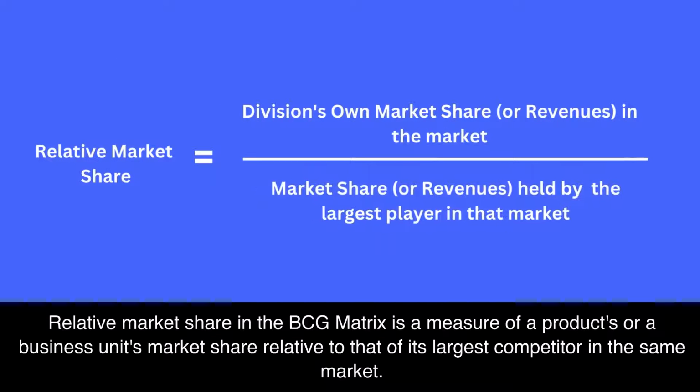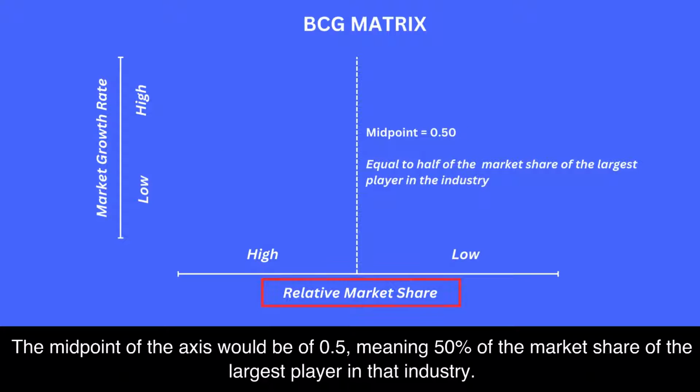Relative market share in the BCG matrix is a measure of a product's or a business unit's market share relative to that of its largest competitor in the same market. The midpoint of the axis would be 0.5, meaning 50% of the market share of the largest player in that industry.